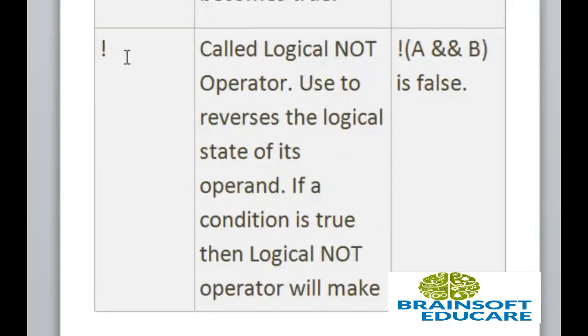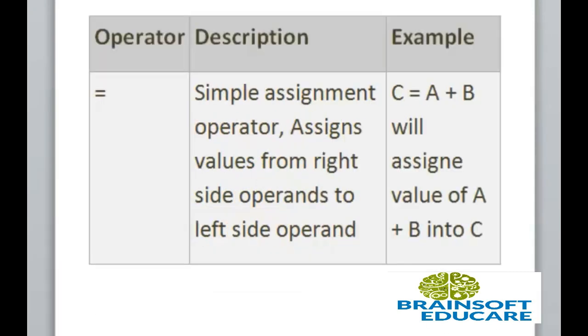This is the logical NOT operator, which is used to reverse the logical state of its operand. If a condition is true, then the logical NOT operator will make it false. Next, the assignment operator, which is used to assign values from the right side operand to the left side operand.